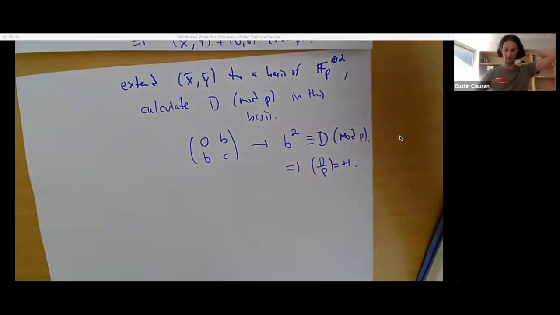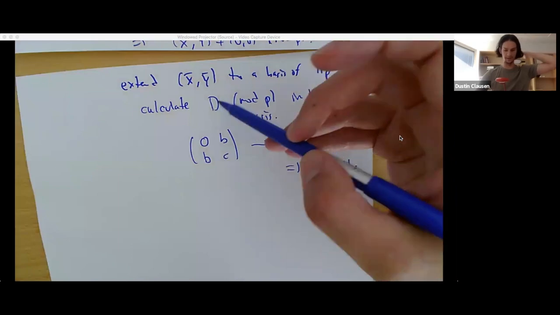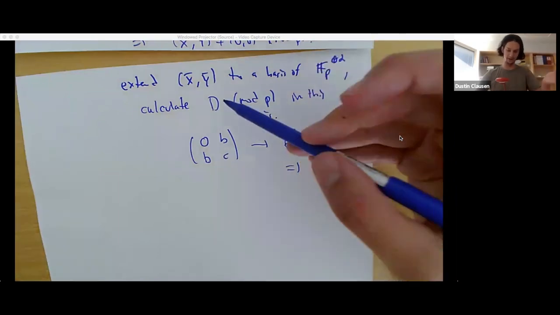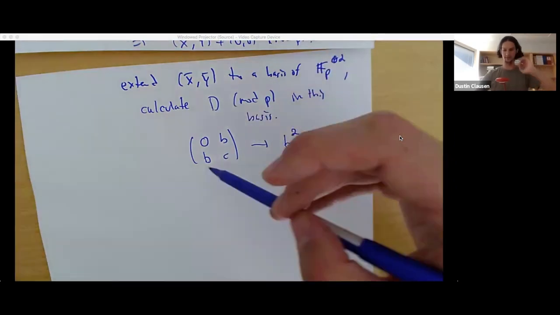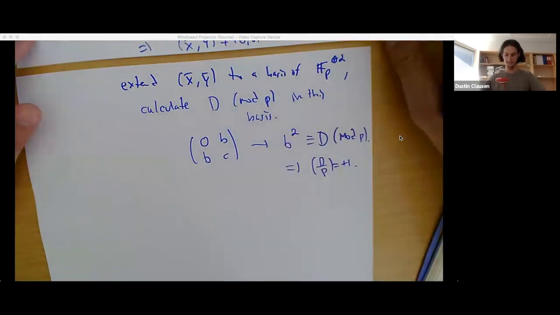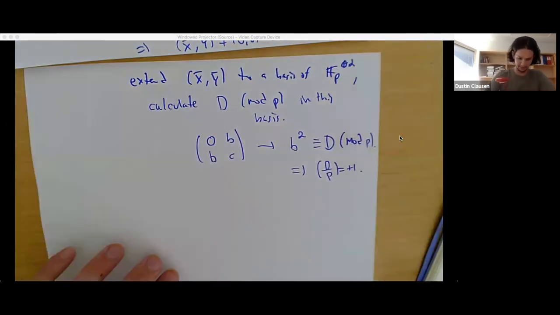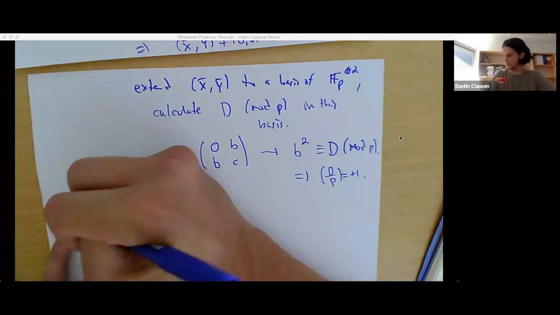So here I'm using that the discriminant is minus the determinant of the matrix associated to the quadratic form. Okay, so now let's do the other direction. Well, it's actually pretty simple.